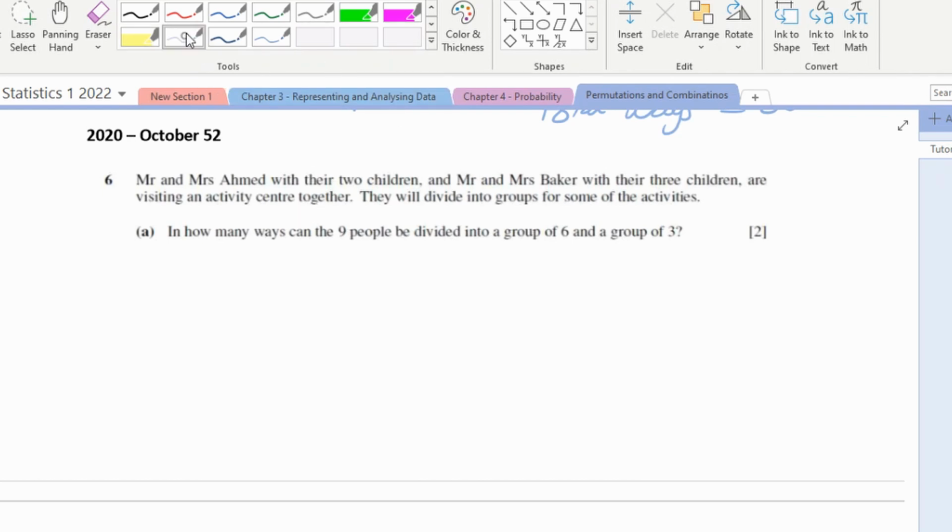Now, does the order matter here or does it not matter? It doesn't matter. So we're doing choose. So 9 people into a group of 6, so we go 9 choose 6. Okay, so we've chosen a group of 6. And then from the last 3, we go 3 choose all of them, which is 3. And that should give us our total. So what does that give us? 84. That's nice. Isn't too bad, is it?